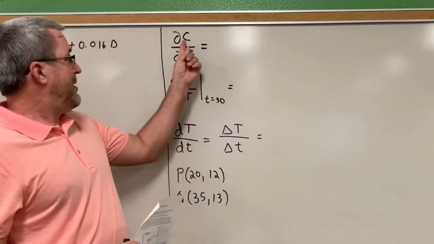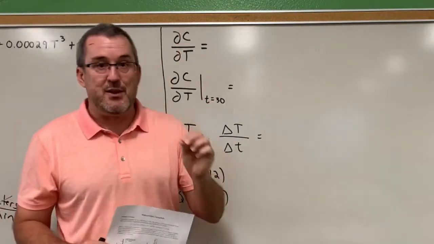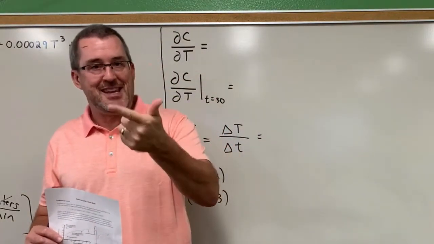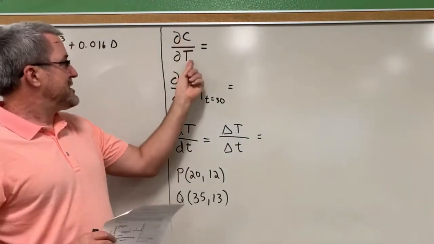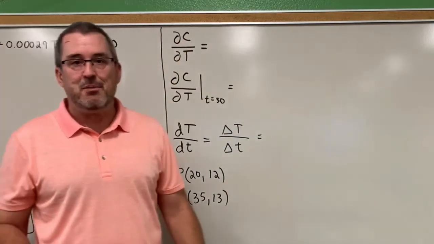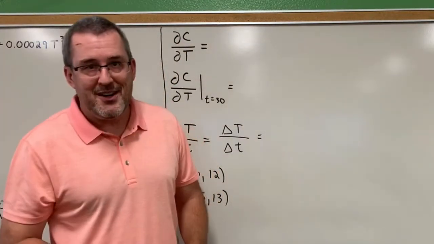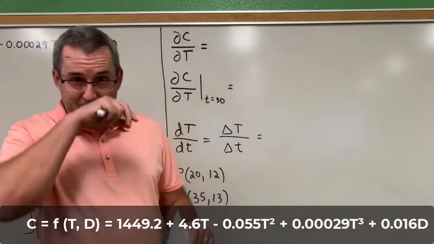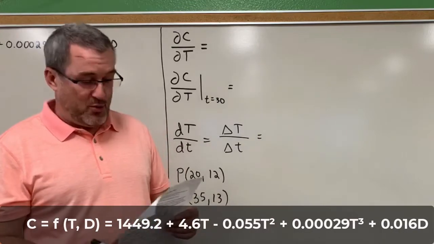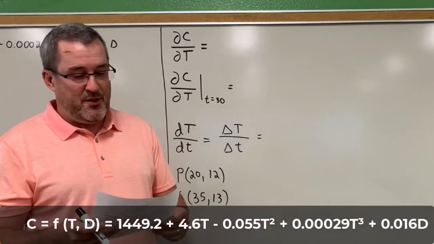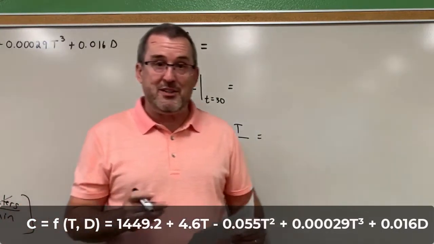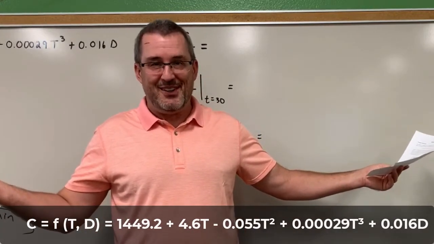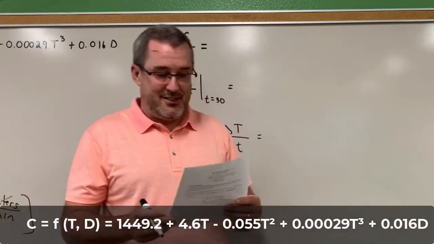The first one was the partial derivative of c with respect to t. Remember, c, the speed of sound, was a function of temperature and depth. This is just the partial derivative with respect to temperature. So go back to your function, please, and track along with me so you can see how to compute that partial derivative. It's just the power rule repeatedly. So the first term, the 1449.2, constant. That constant does not influence the rate of change at all. So the rate of change of a constant is 0.